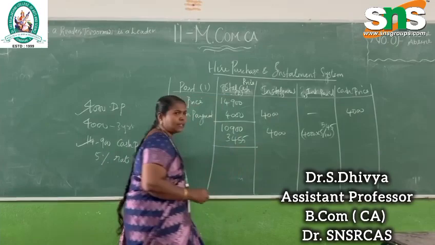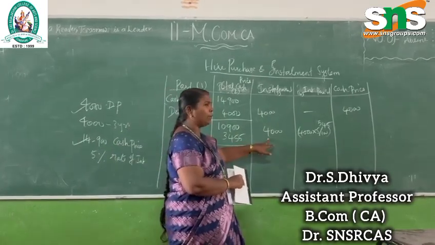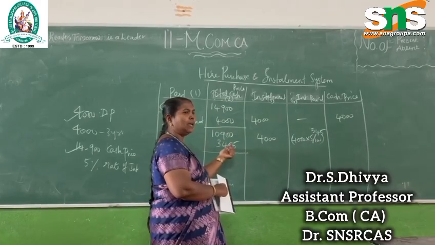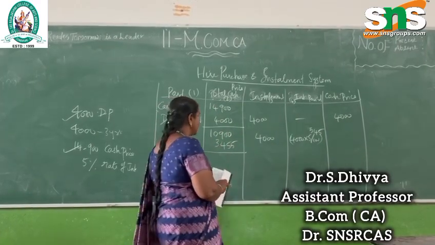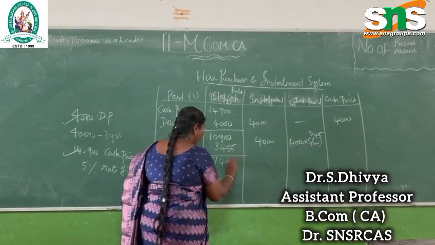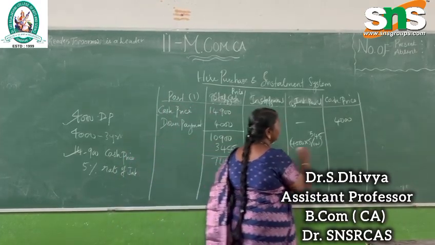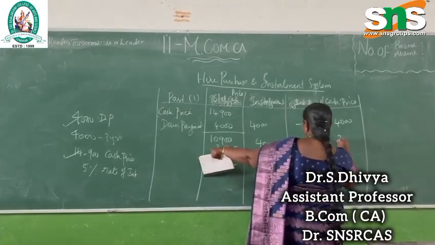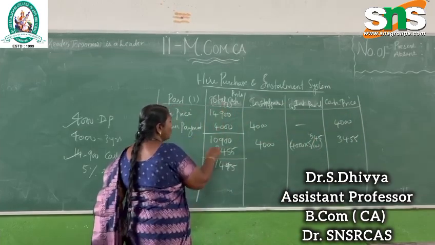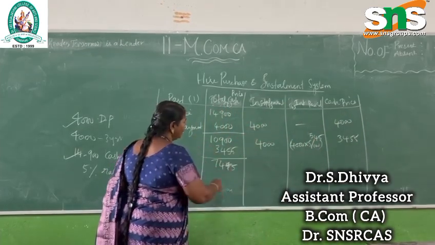Let me make this clear. 4,000 they have paid. 545 is the interest amount. 3,455 is the installment amount for the cash price. So how much do they have to pay remaining? 7,445. So here they have paid cash price 3,455. Already I told you, cash price is nothing but this amount we are paying annually.